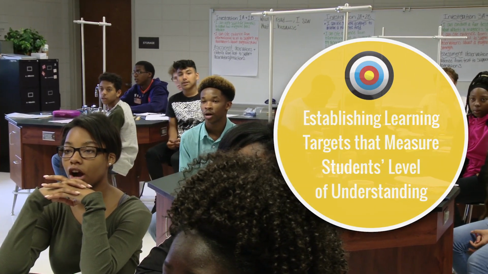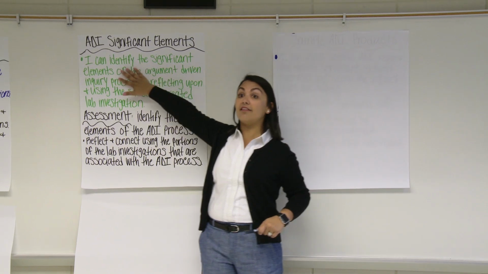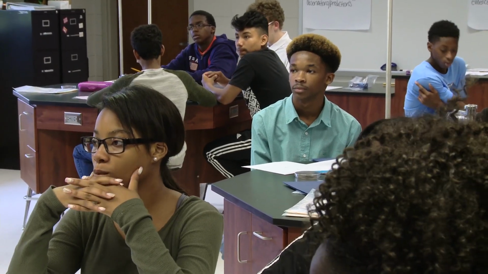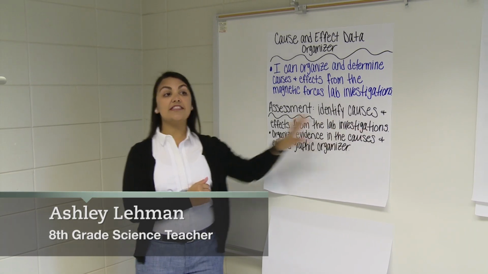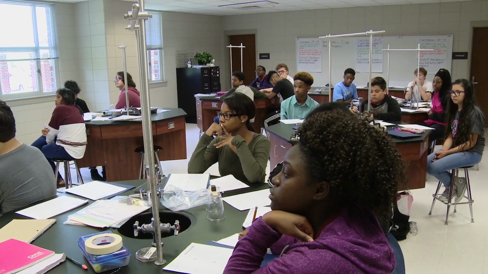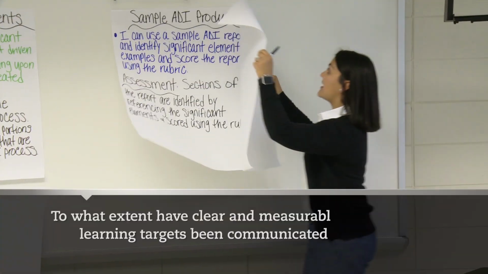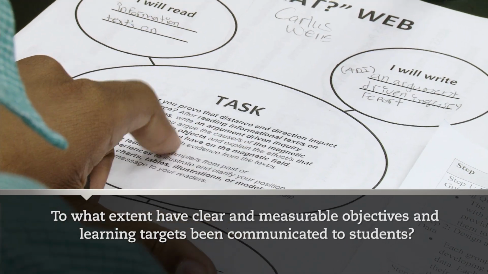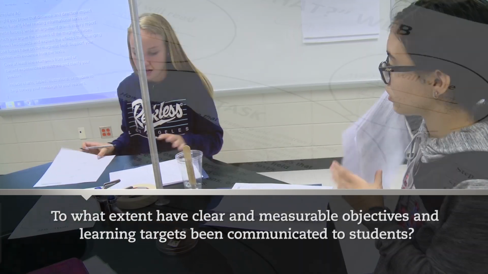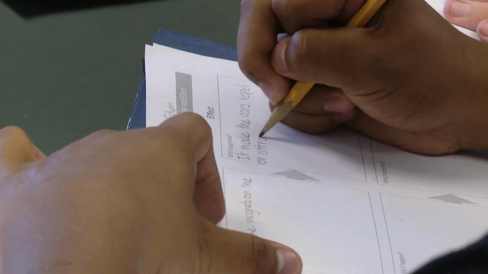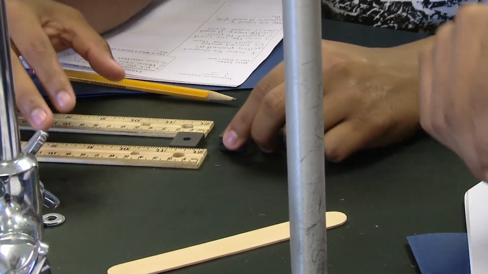In powerful literacy classrooms, teachers introduce clear and measurable learning targets to students at the onset of the lesson. We are going to identify causes and effects from the lab investigations that you guys just went through. These targets are referenced throughout the lesson and formatively assessed to allow students to demonstrate and reflect on their understanding of the skill by producing an artifact of learning. This data should be utilized to make informed instructional decisions.